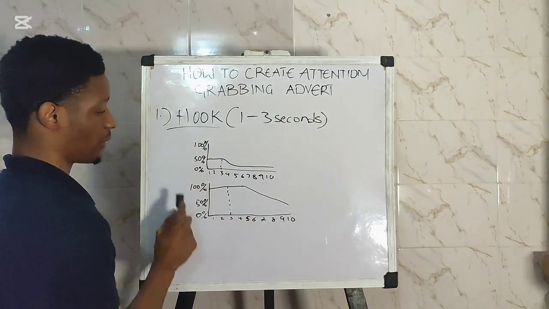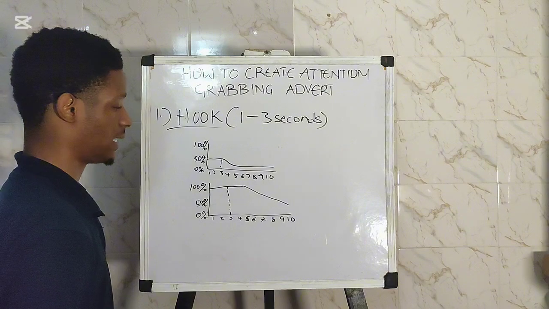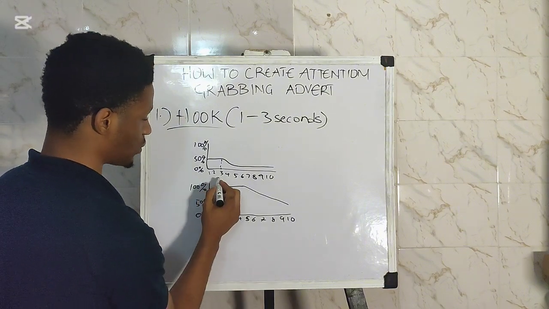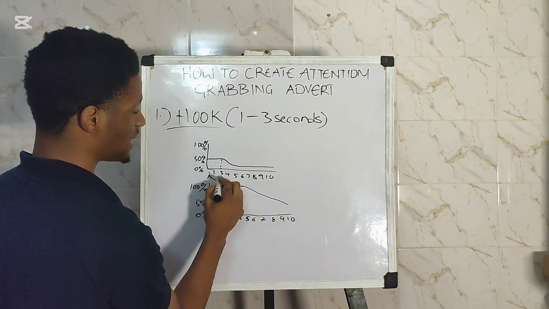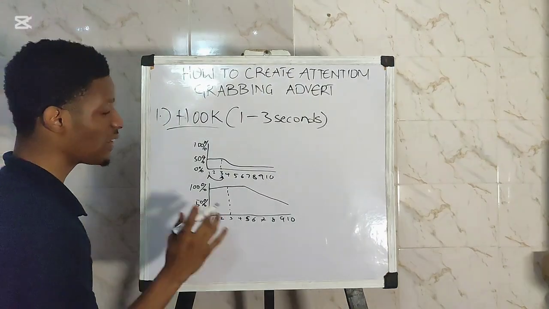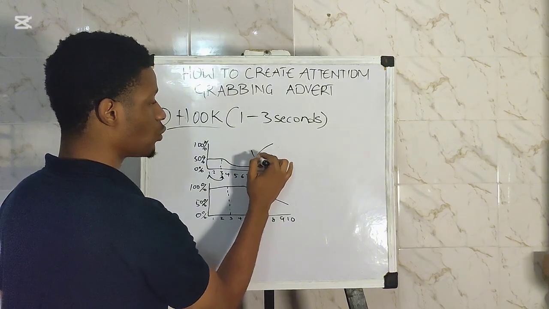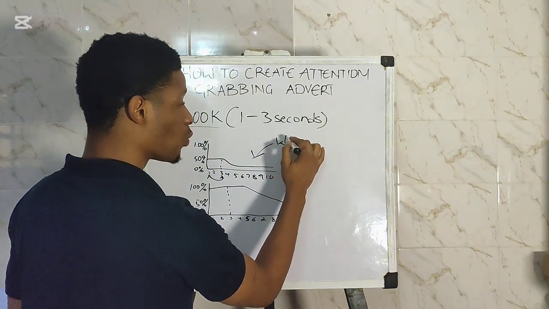Now, look at these 2 graphs that we have here. What do you see when you look at this graph? Now, we have the first 3 seconds, which I literally told you guys is the most important time of your TikTok video. In the first 3 seconds, you can see that the hook used here is a weak hook. Why?